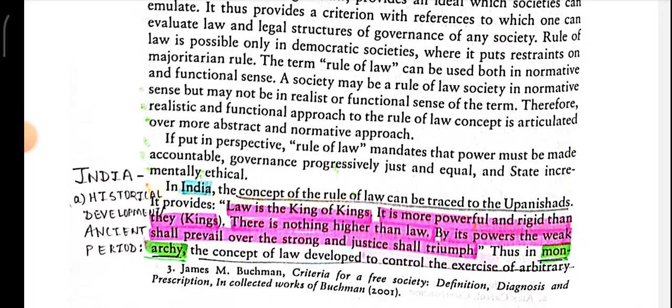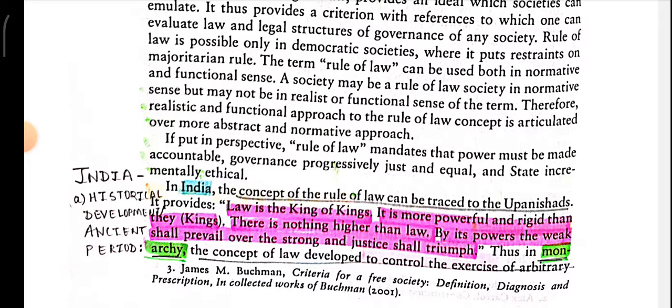Now, India's historical development: at the time of the ancient period, what is the implication of rule of law? In India, the concept of rule of law can be traced to the Upanishads. It provides that law is the king of kings. Law is the king of kings. It is more powerful and rigid than the king.